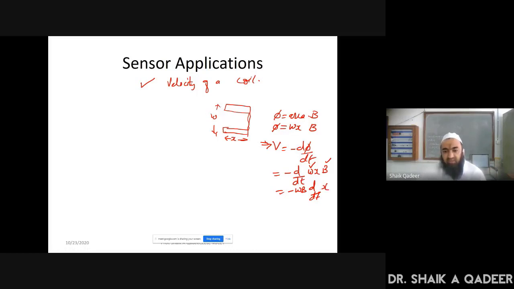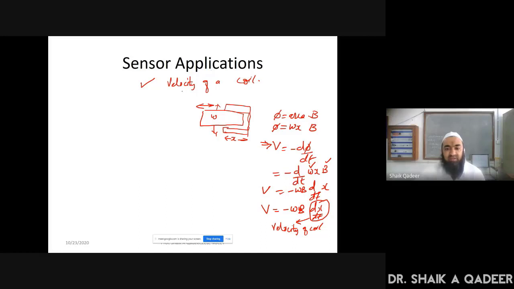So the meaning of this is, suppose we have a coil. This coil is moving in and going out, moving in and going out. Its velocity, or its rate of change of x, can be determined by determining the voltage produced in the inductance. That is, V is directly proportional to dx by dt, which is nothing but the velocity of the coil.